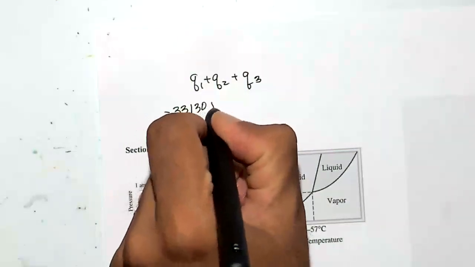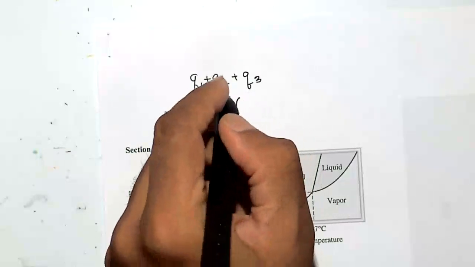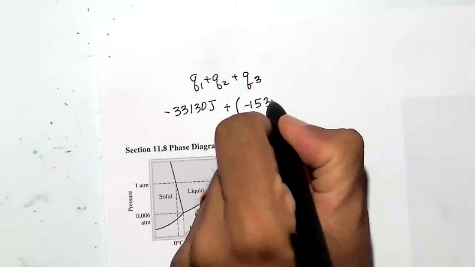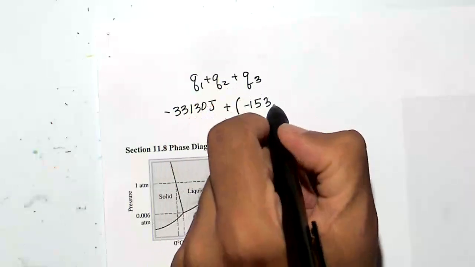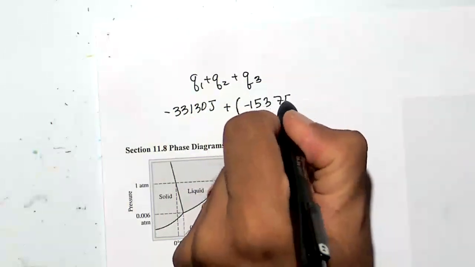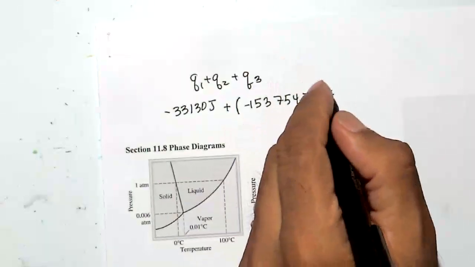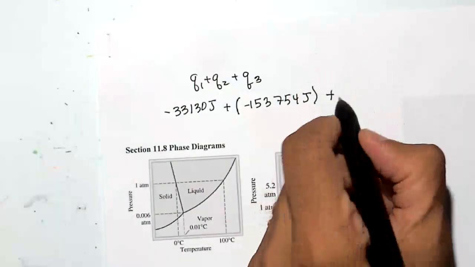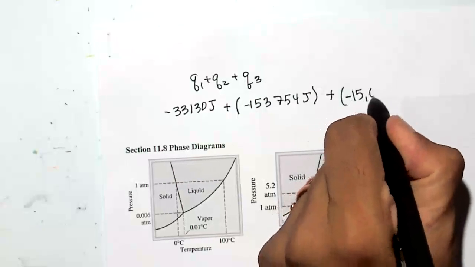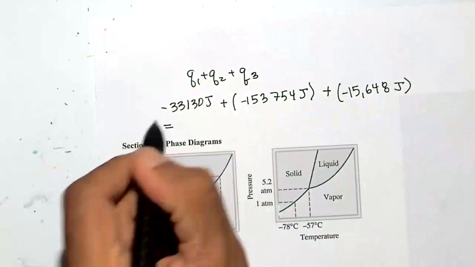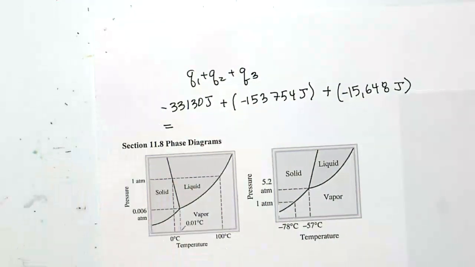Okay, so what did we get for Q1? Minus 33,130 joules. What did we get for Q2? Minus 153,754 joules. And what did we get for Q3? Minus 15,648 joules. And what is this on our calculator?